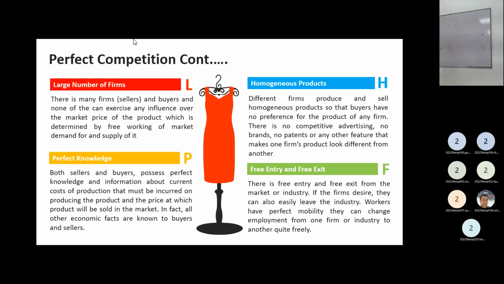We have a large number of firms, homogeneous products, and the third one is perfect knowledge. What do you mean by that? In a very simple way, you might have experienced this during these days, from April last year to the present. Sometimes you go to the stores, sometimes your parents go to the shops and they say that the prices are high, isn't it? How do they say such a thing?